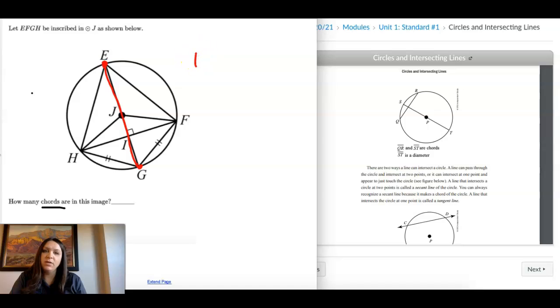So there's one. And then we're just looking from point to point. It hits the circle twice. That's 2. I can do that on both sides. 3. And then there's 2 other lines. See how I hit the circle twice. So that would be a secant line. Same thing right here with FG. That would be a secant line. And then there's one more. It goes through the circle twice from HF.